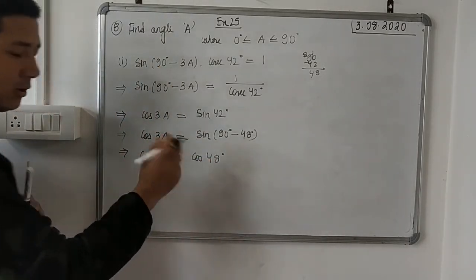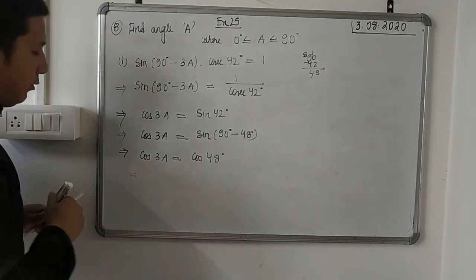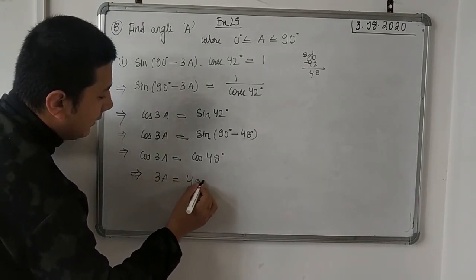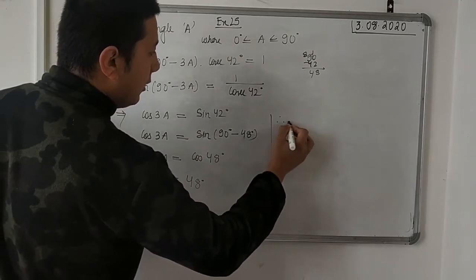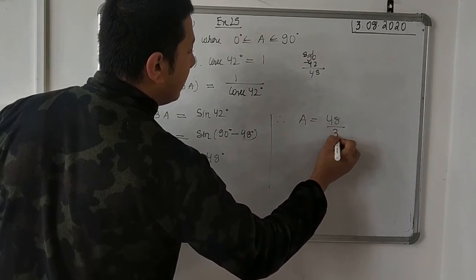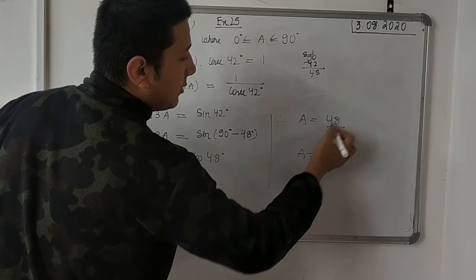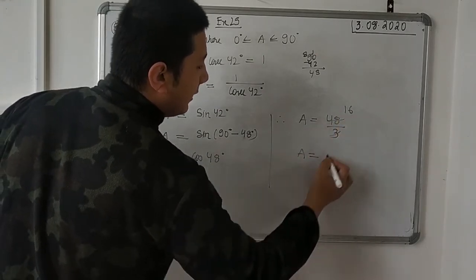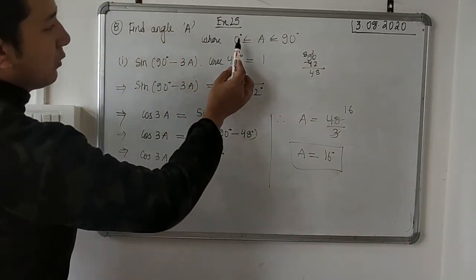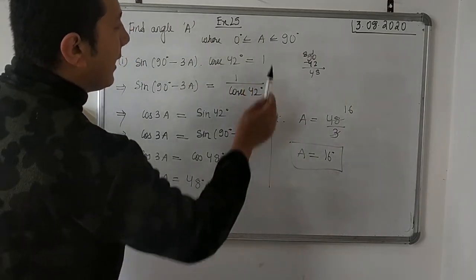Don't cancel it, just remove, okay? So on removing, you will be getting 3A is equals to 48 degree, and therefore A is equals to 48 by 3. Isn't it, boys? So therefore A equals to, you can cancel it, 16. 3 1s are 3, 3 6s are 18. So A is equals to 16 degree, which lies in this range from 0 to 90, isn't it? The value for A cannot be less than 0 or more than 90. So 16 lies in this range.